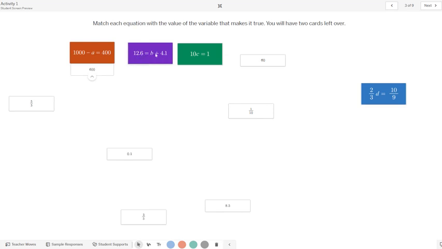12 and 6/10 equals b plus 4 and 1/10. Which one of these added to 4 1/10 equals 12.6? It's going to be 8 and 5/10.